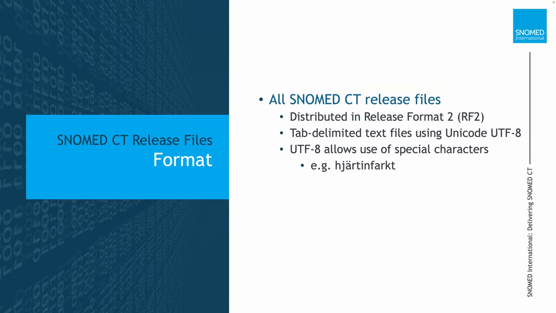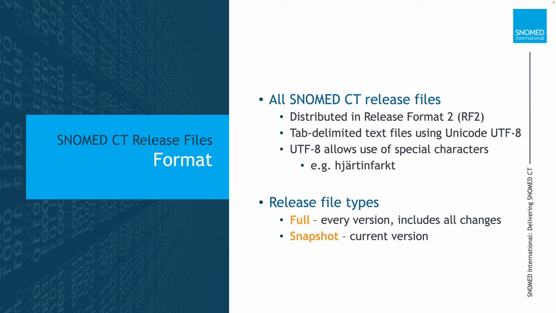Once you have downloaded the SNOMED CT release files from a National Release Center, or MLDS, you can open them in a text file editor. All release files containing SNOMED CT content are distributed in the RF2 format as tab-delimited text files using the encoding Unicode UTF-8. UTF-8 is a technical standard which allows the use of special characters that are used in some of the descriptions. Most releases of SNOMED CT contain two release file types, which are the full and snapshot.